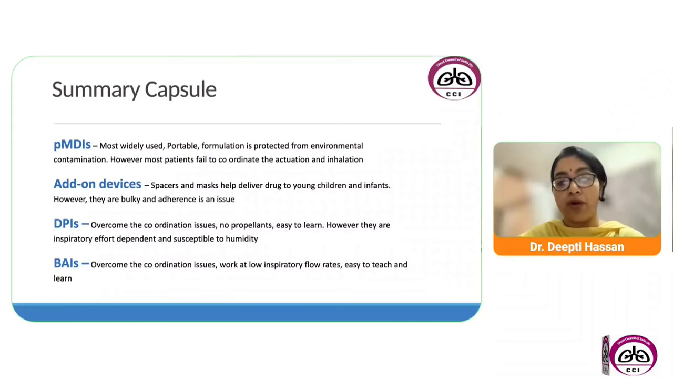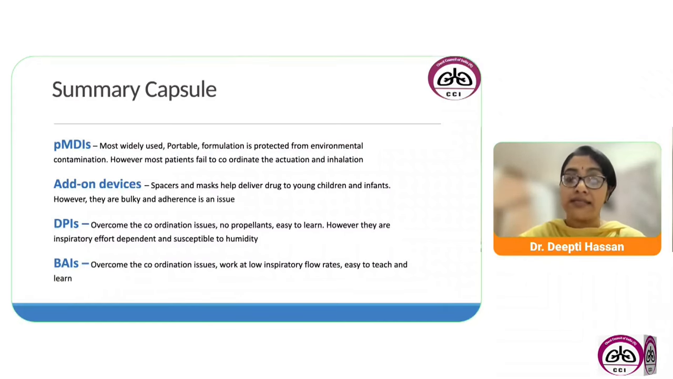DPIs overcome the coordination problem. There are no propellants and it is easy to learn, but it is again inspiratory effort dependent and susceptible to humidity. That is where the breath-actuated inhaler comes in, which overcomes the coordination issue. It can work at very low inspiratory flow rates, and is easy to teach and learn.